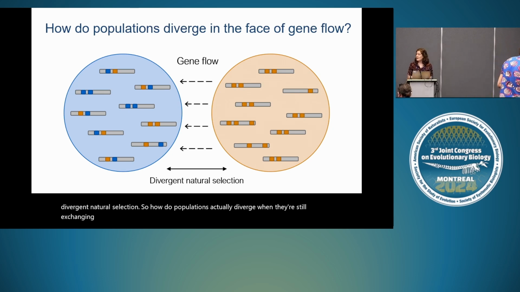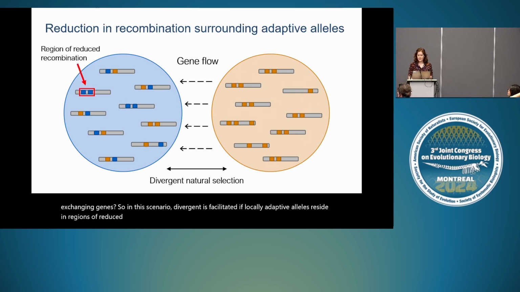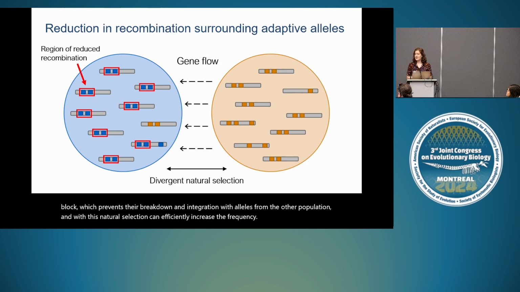In this scenario, divergence is facilitated if locally adaptive alleles reside in regions of reduced recombination. And this effectively traps these alleles together in a block, which prevents their breakdown and integration with alleles from the other population. And with this, natural selection can efficiently increase the frequency of the adaptive alleles that are in this block, as well as efficiently remove any blocks of maladaptive alleles.